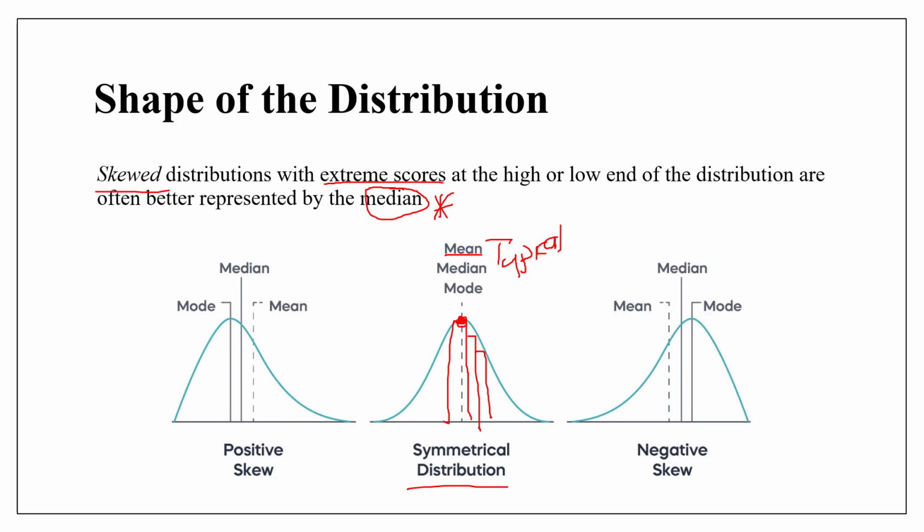In a symmetrical distribution, the mean is going to equal the median, and the median is going to equal the mode. So all of those three statistics in a symmetrical distribution are going to be exactly the same. So if you have a mean that is 6, the median is going to be 6, the mode is going to be 6. If you have a mode that is 12, the median is going to be 12, the mean is going to be 12.